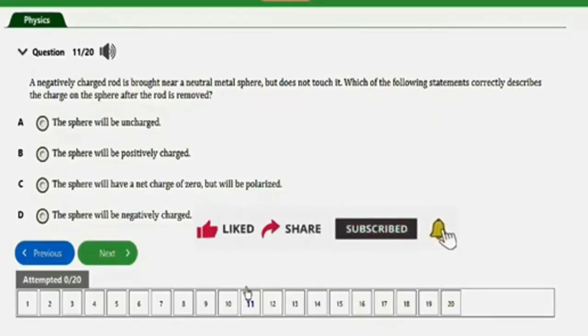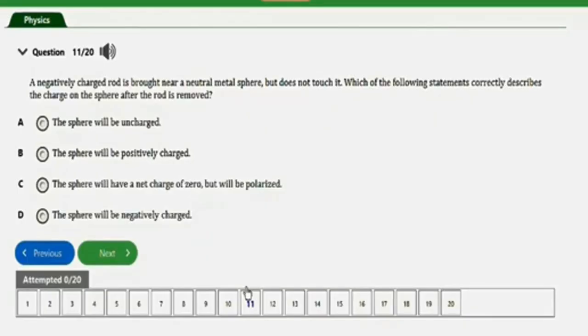So having done that, let's answer this question. It says a negatively charged rod is brought near a neutral metal sphere but does not touch it. Which of the following statements correctly describes the charge on the sphere after the rod is removed? Option A, the sphere will be uncharged. Option B, the sphere will be positively charged.